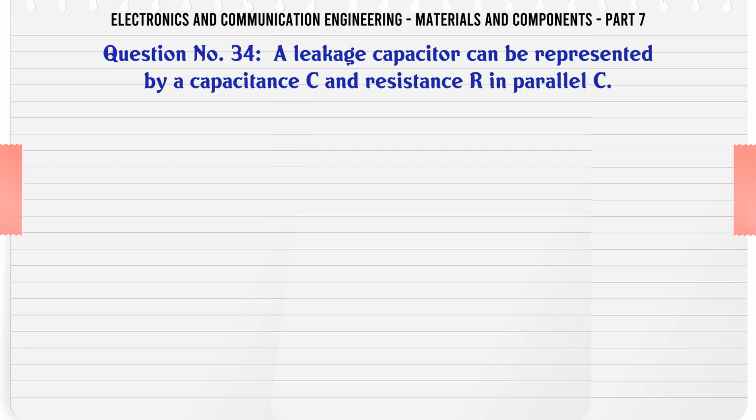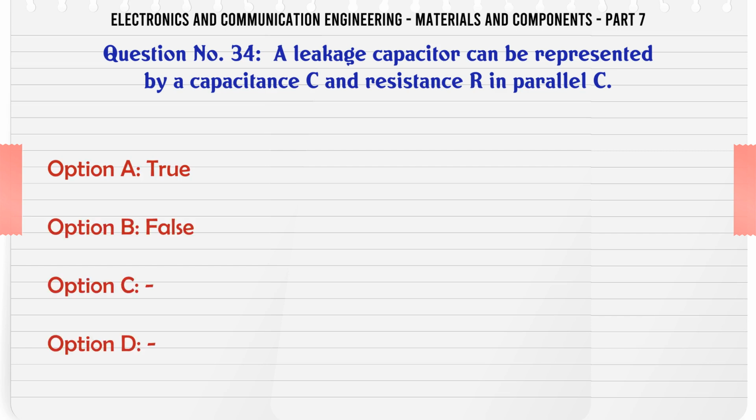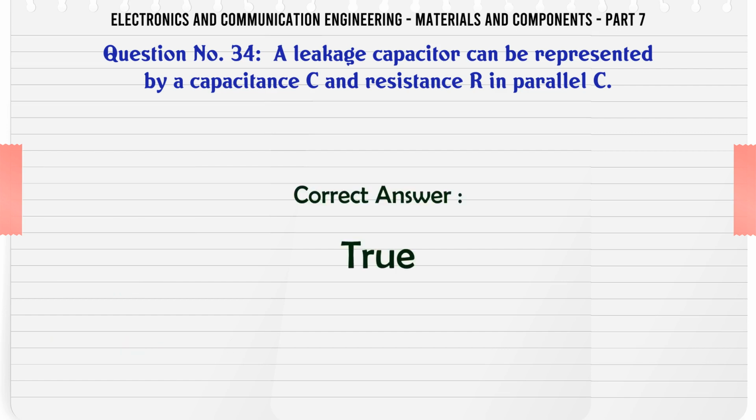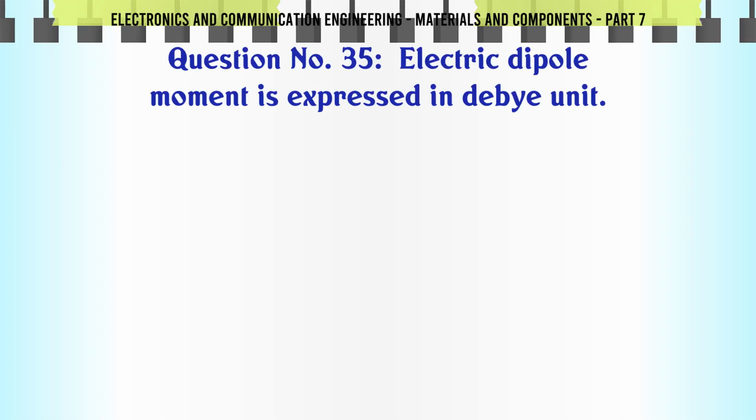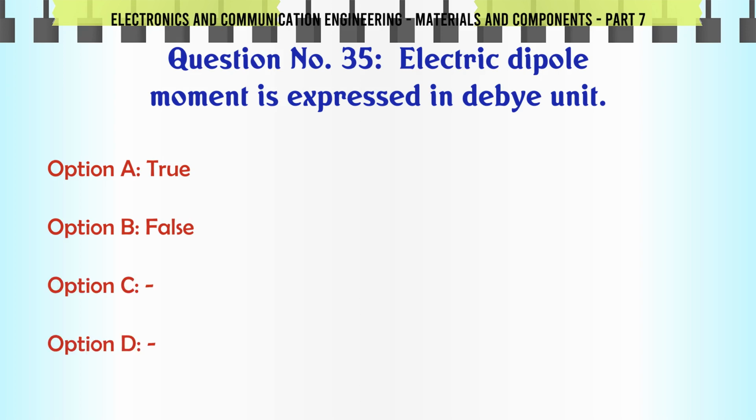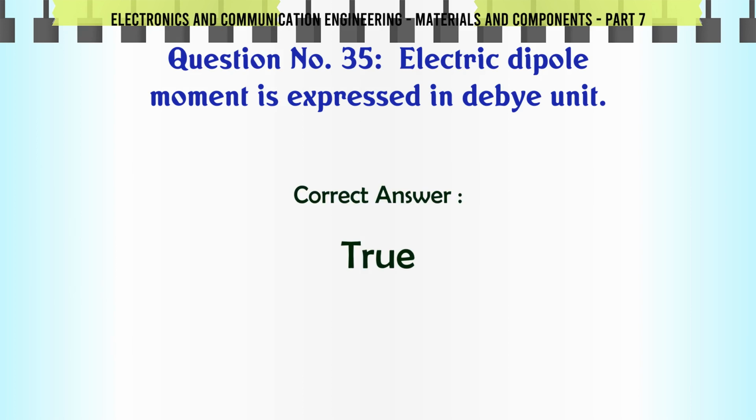A leakage capacitor can be represented by a capacitance C and resistance R in parallel. A. True, B. False. The correct answer is true. Electric dipole moment is expressed in Debye unit. A. True, B. False. The correct answer is true.